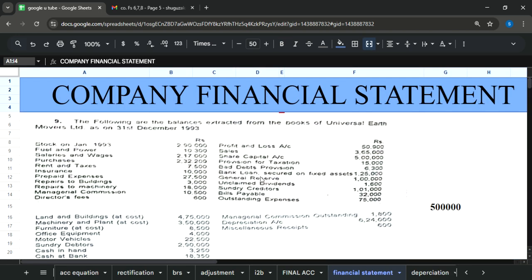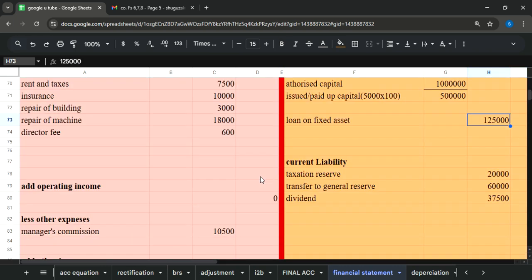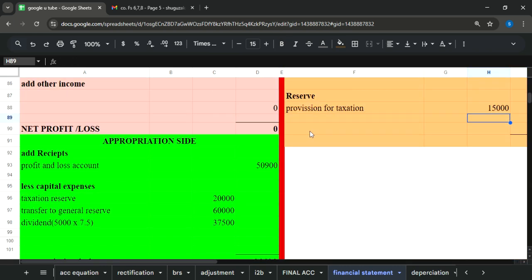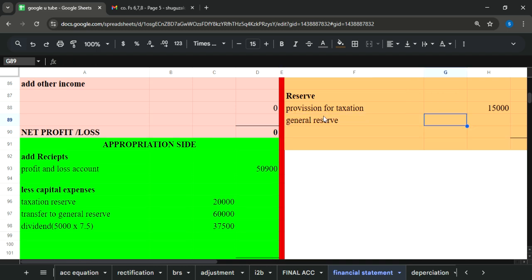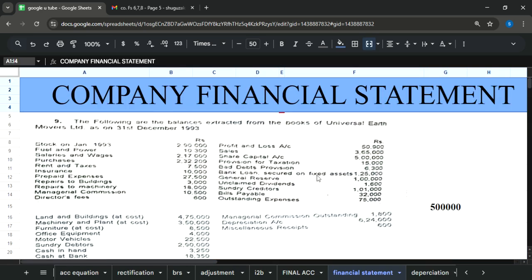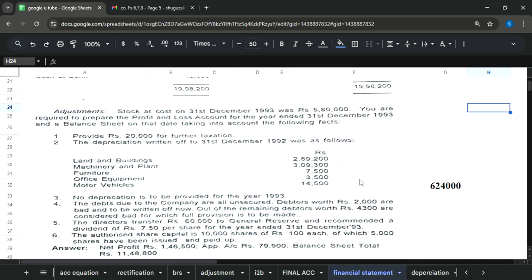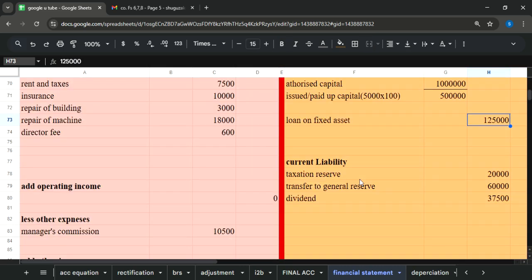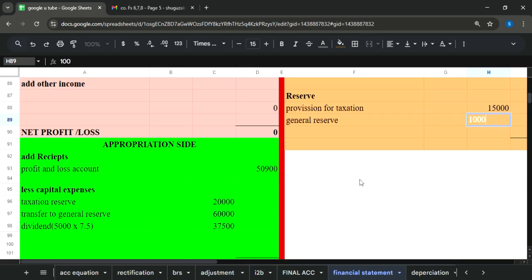General reserve is our next target. So we'll go to the reserve side, general reserve in the liability side. Now let's see how much the amount of general reserve is, that is 1 lakh. So just post 1 lakh in the reserve side of liability.